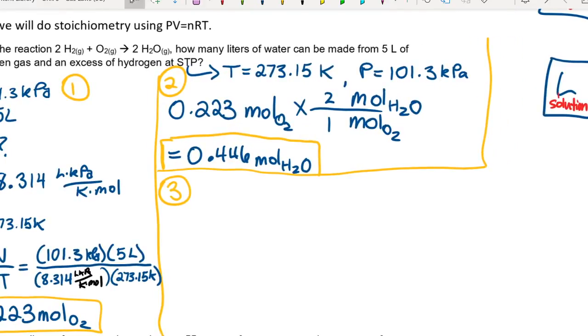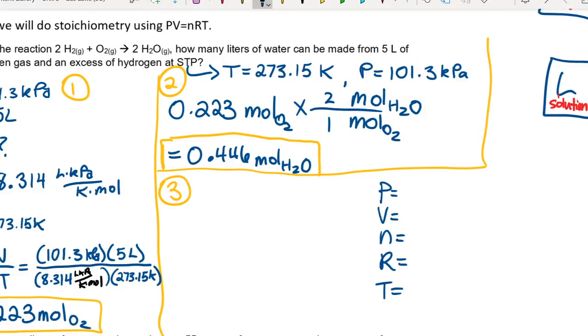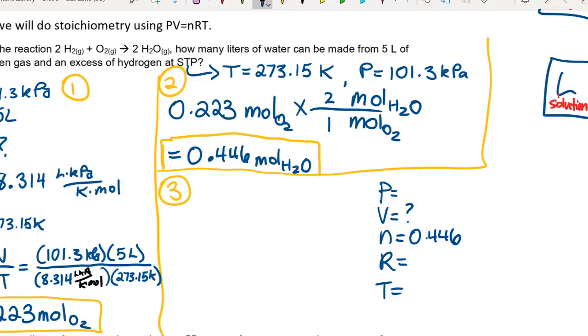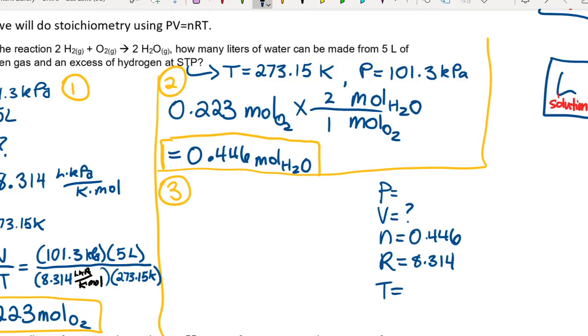PV equals nRT, right? So no problem. P equals, V equals, n equals, R equals, T equals. The truth is, what's the only one of these that's changed? V's our question mark. We know n. What's n? Yeah, 0.446. R is still 8.314. Temperature is still 273.15. Pressure is still 101.3.